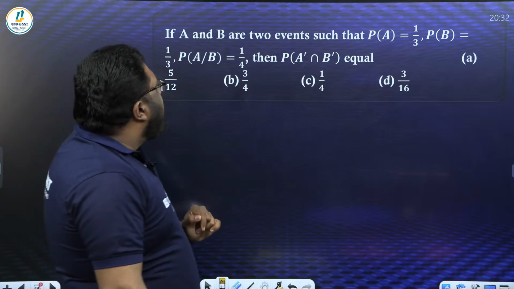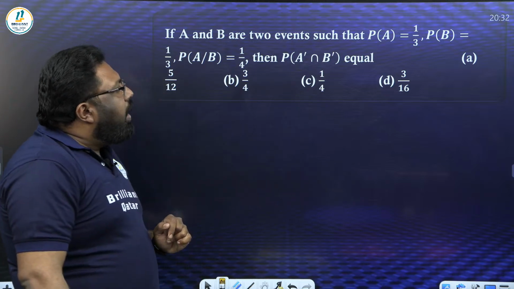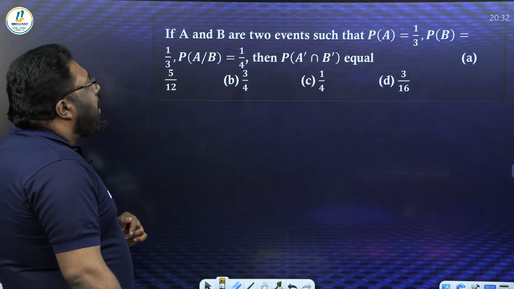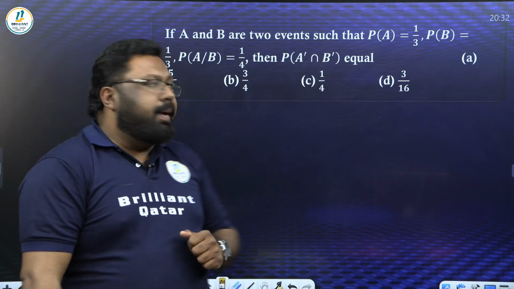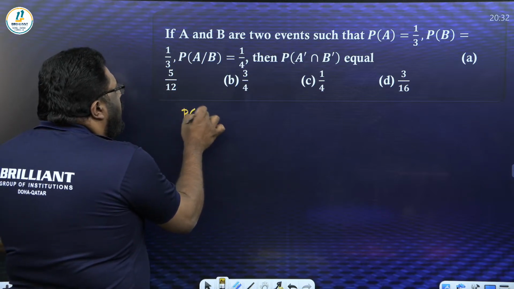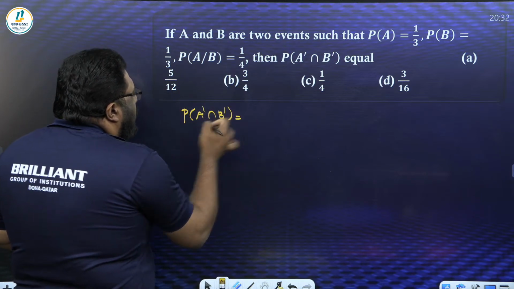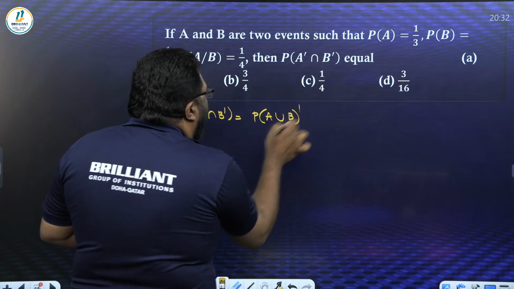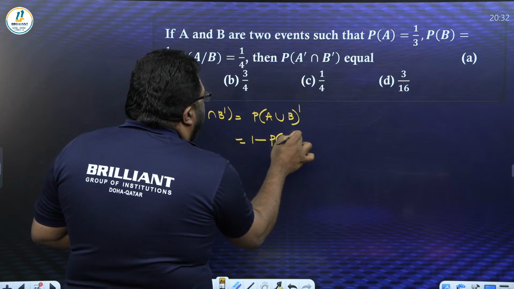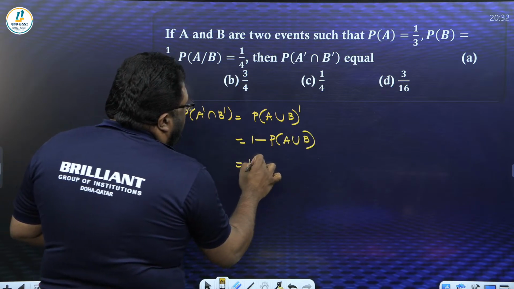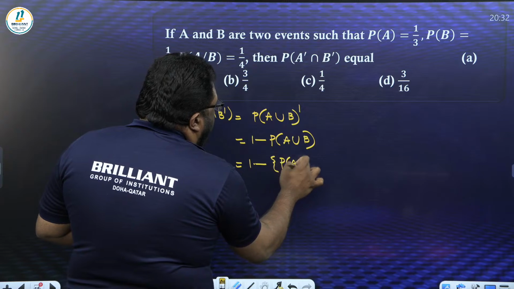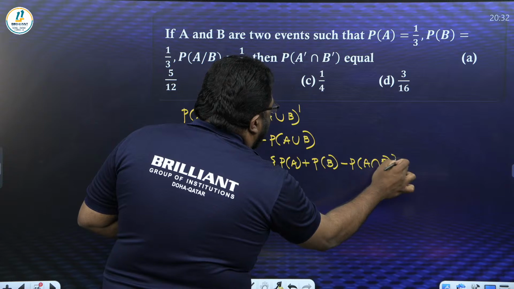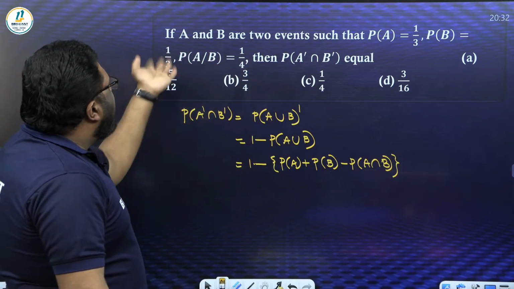Next, A and B are two events such that P of A is 1 by 3, P of B is also 1 by 3, P of A by B is 1 by 4, then P of A dash intersection B dash. We just now saw this in a formula already, which is according to De Morgan's law, A union B complement, which is 1 minus P of A union B, which is P of A plus P of B minus P of A intersection B. P of A I know, P of B I know.